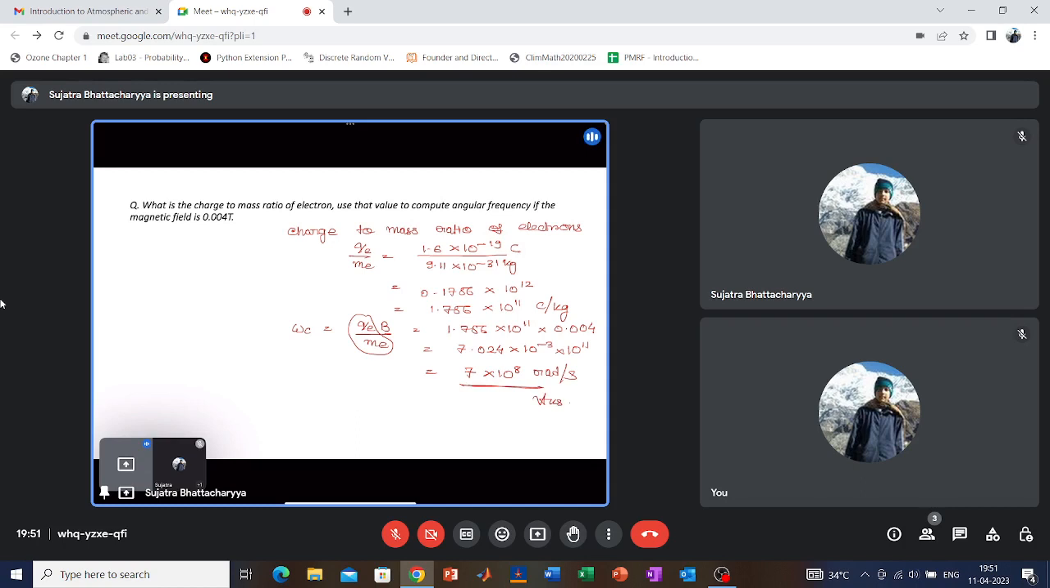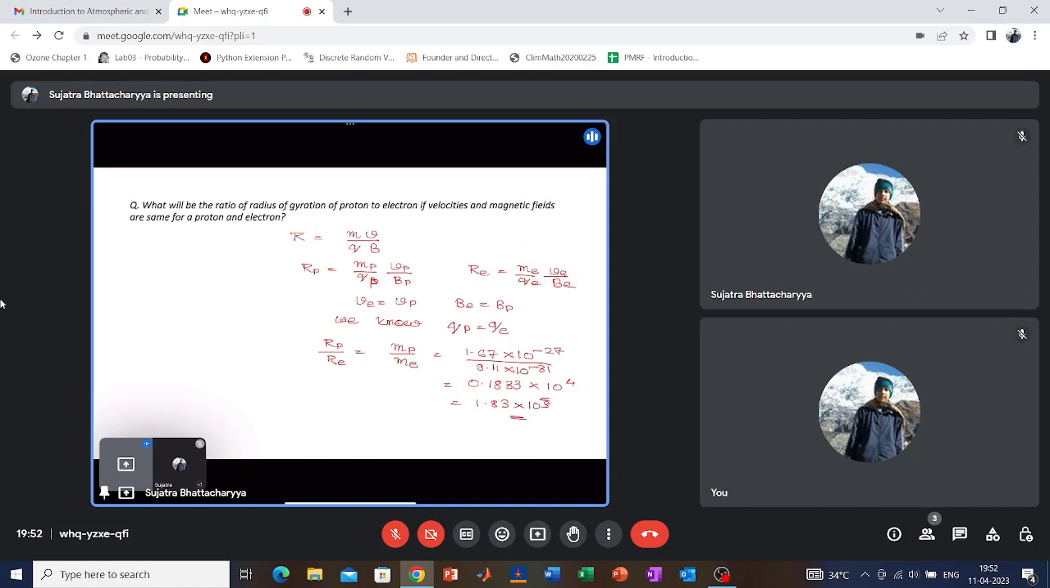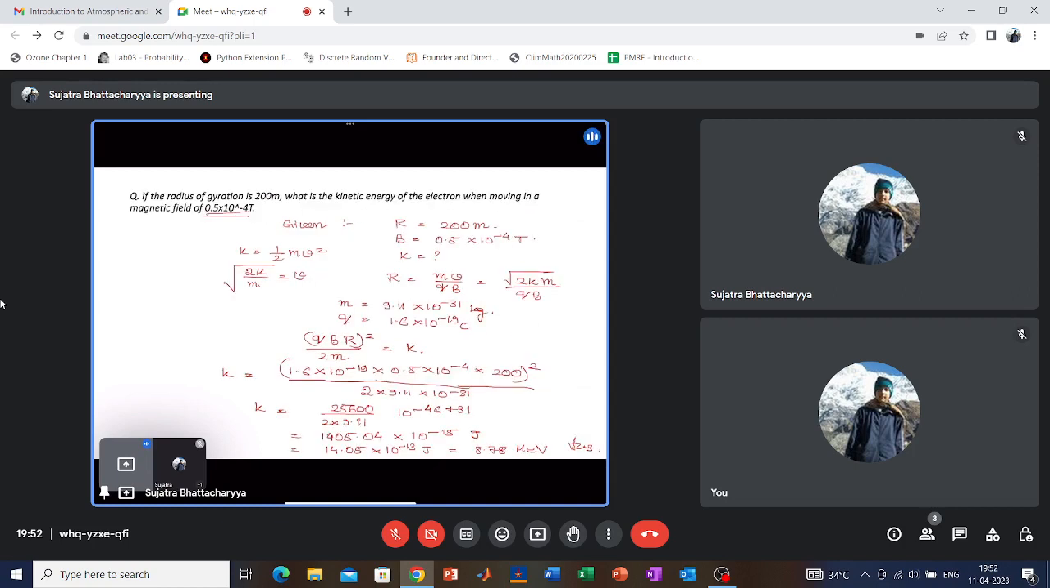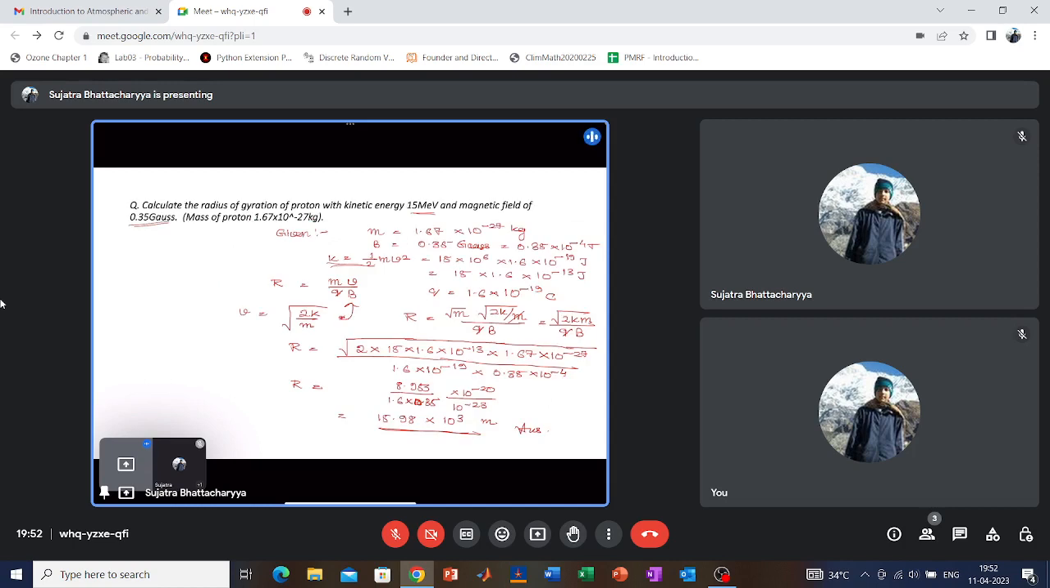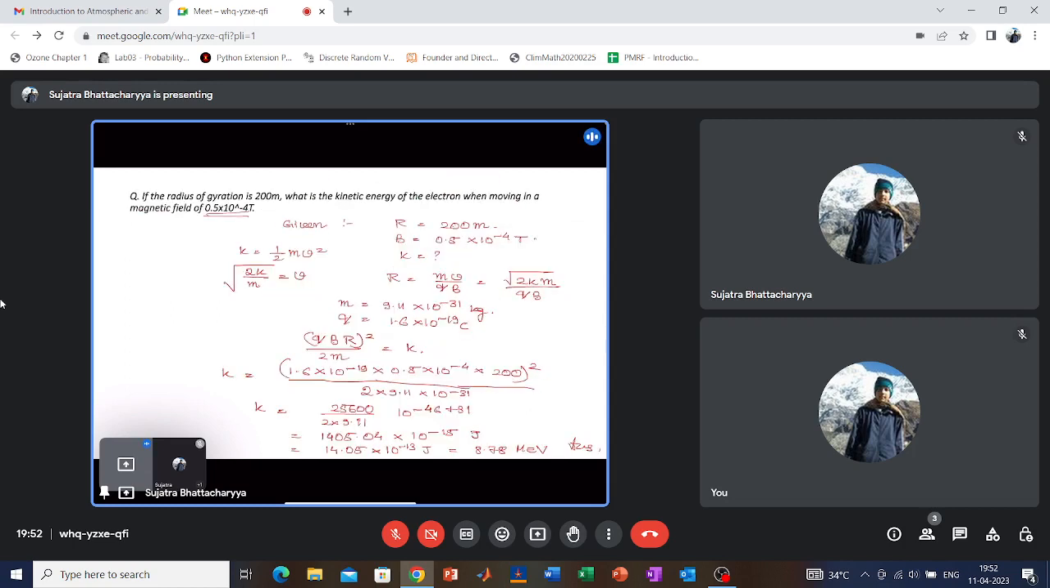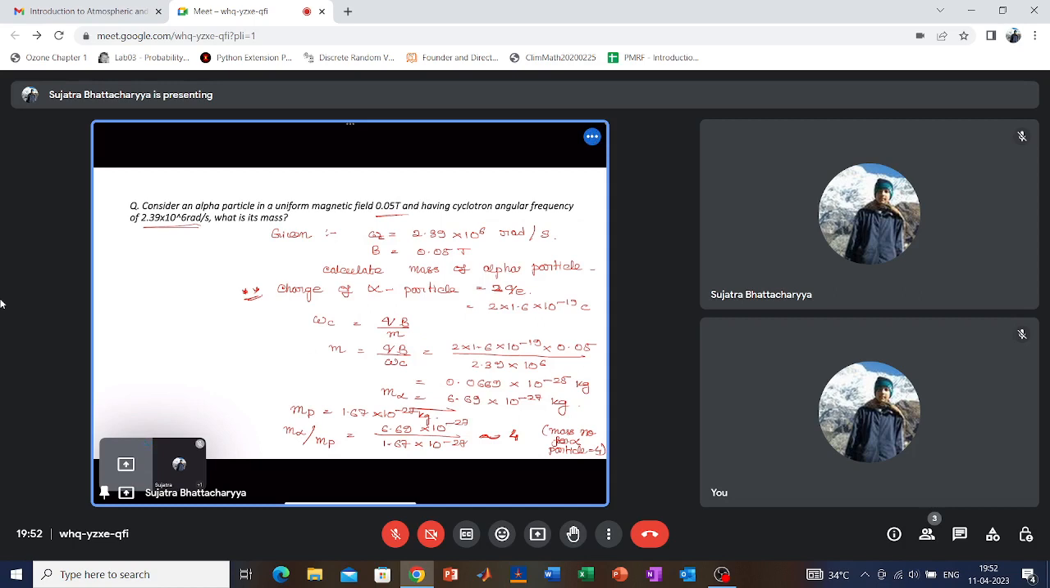So mostly we have seen the numericals which will be helpful in solving the assignments of week 11. Particularly, the numericals are based on cyclotron frequencies, this charge to mass ratio, and radius of gyration. Kinetic energy based questions are there too, showing how the radius of gyration formula improves if we put the kinetic energy instead of velocity. So these 5 numericals will be extremely helpful for solving the assignment questions.